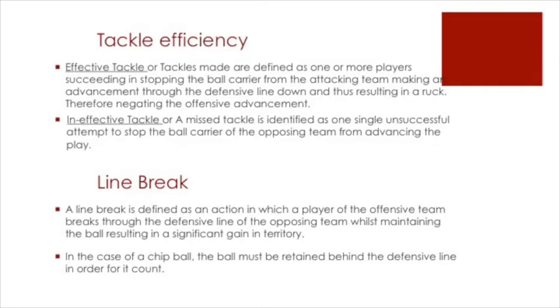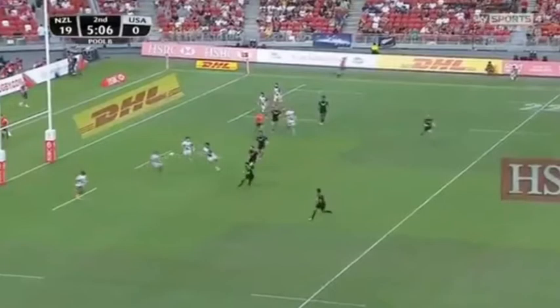The final key performance indicator is a line break. A line break is defined as an action in which a player of the offensive team breaks through the defensive line of the opposing team whilst maintaining the ball, resulting in a significant gain in territory. In the case of a chip ball, the ball must be retained behind the defensive line in order for it to count. Line break and tackle efficiency, just like all the other key performance indicators, are very closely related. This is shown in the following video.